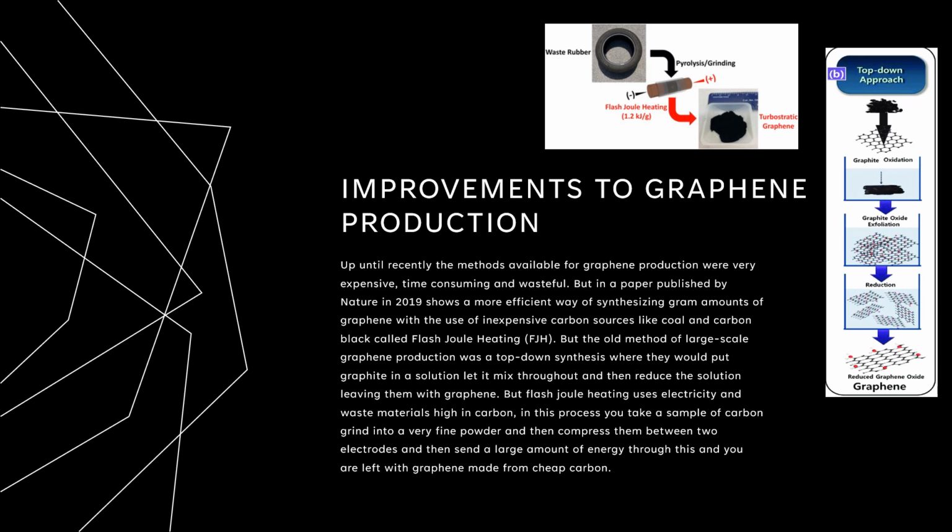And compared to the top-down approach, you are able to use a less pure carbon source, so you can use cheaper materials to produce graphene, and you're also wasting less while producing it. You don't have to have solvents or solutions to produce it. You just have to put energy into this carbon source.